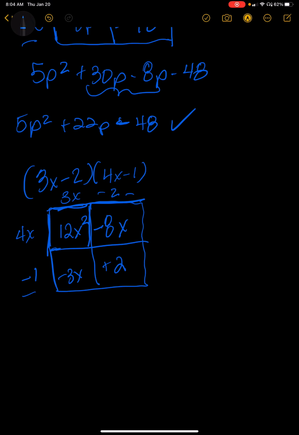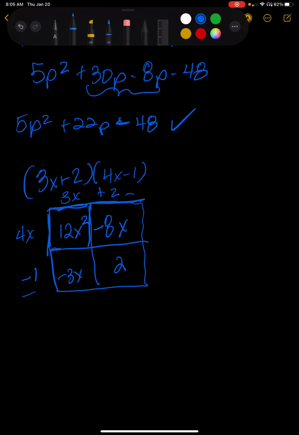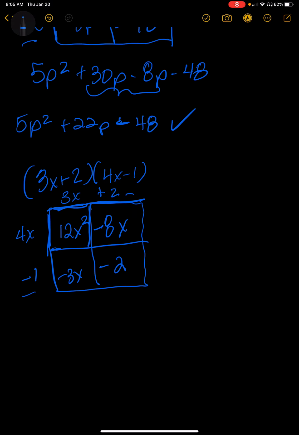Just double checking to make sure that I wrote that down correctly. 3x, positive 2. 4x minus 1. Yes, so this is a positive 2. That's going to be a negative 2 there. So let me fix that. A positive 2 there and a positive 8 here because 4x times a positive 2.